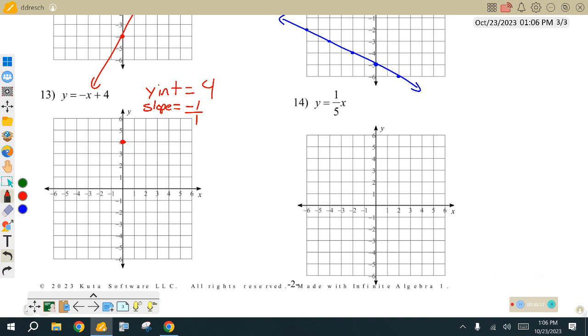Give me my directions. Down 1. Do you always start from the y? I always start from that point. It's always the y-intercept, Andrew. Always that thing you have to build off of, that y-intercept. Okay? Down 1, right 1. Watch your signs. Down 1, right 1. There's my triangle. I'm making that triangle as I go. Down 1, right 1.